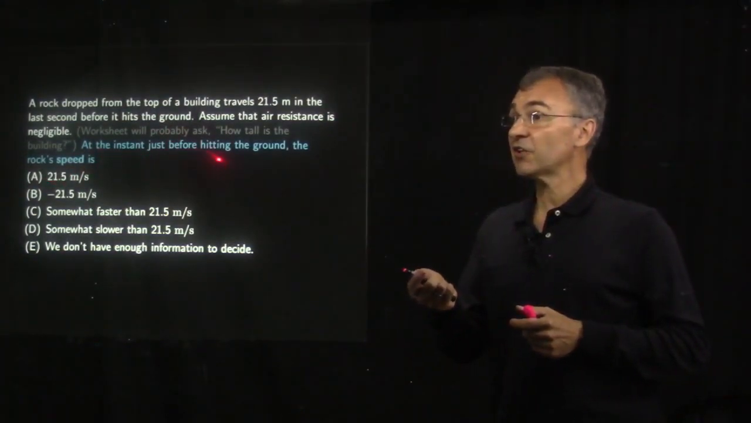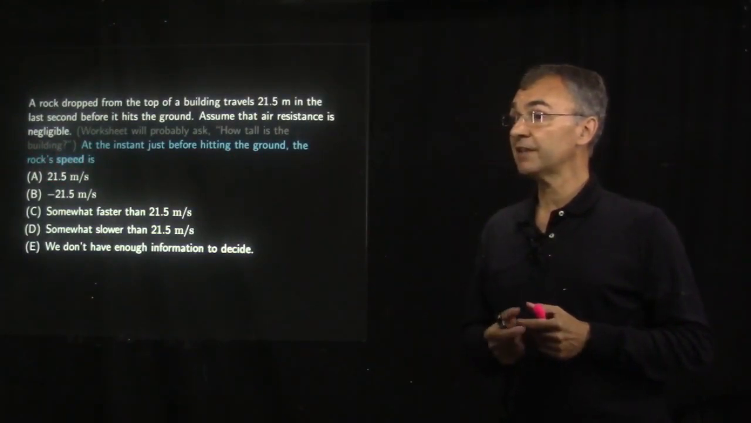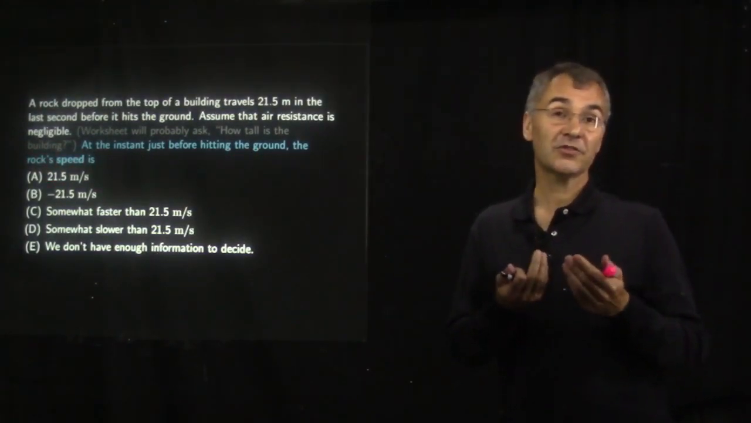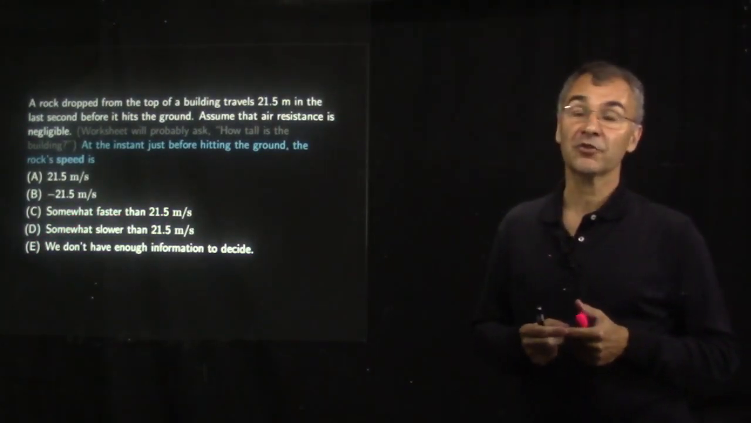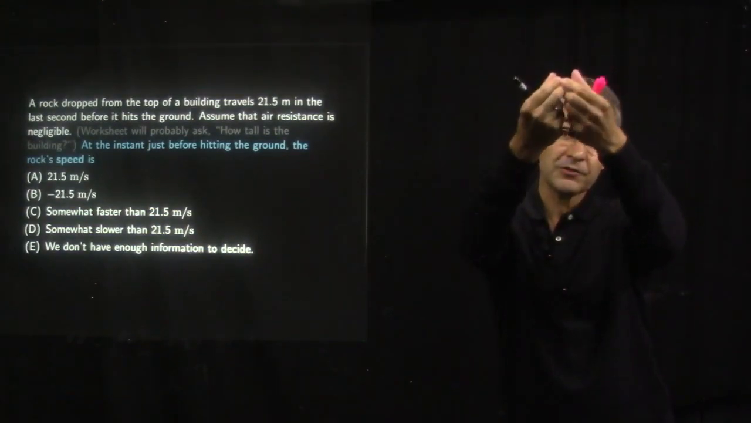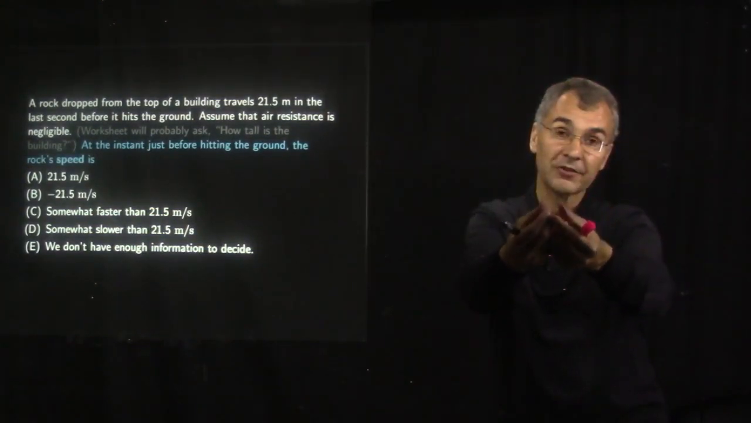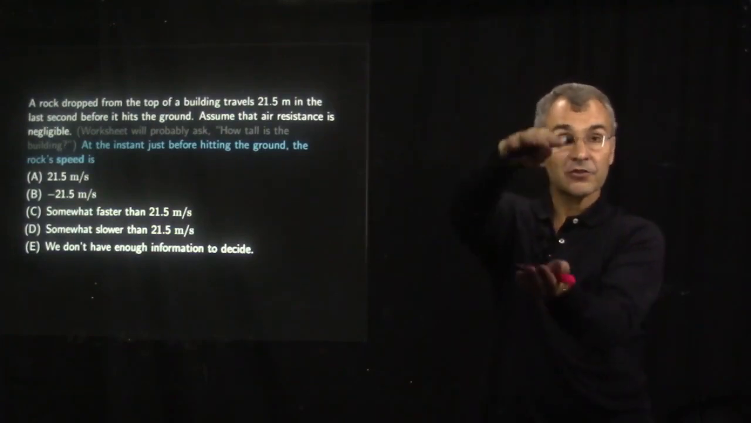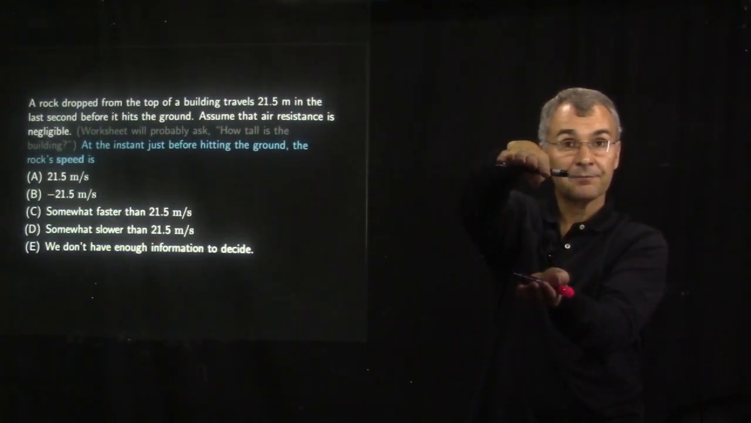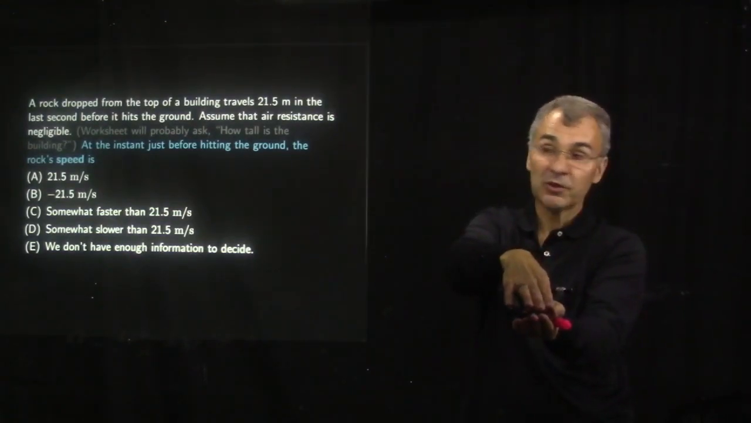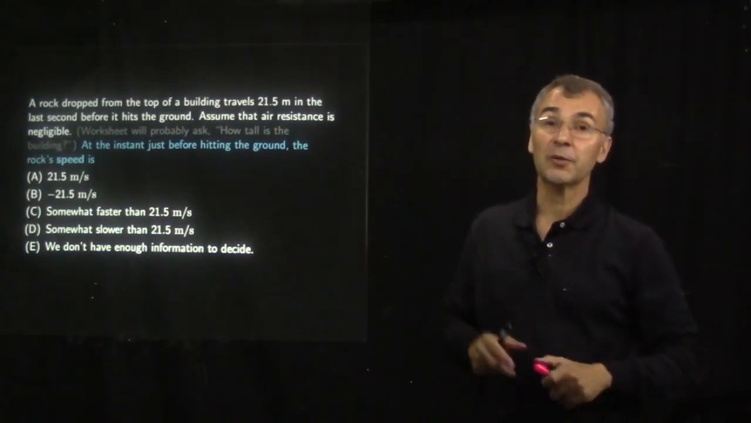At the instant just before hitting the ground, the rock's speed is, well, I think we just discussed this. I think it should be a little faster than 21.5 meters per second because as it falls downward, it's going to go downward faster and faster. So if in this last interval its average velocity is 21.5 meters per second downward, then just before it hits the ground, it must be going a little faster than 21.5 meters per second.